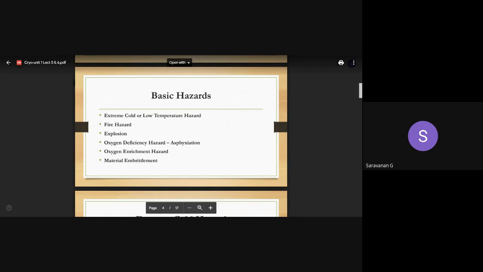These are all the various hazards and safety aspects of cryogenic fluid storing, transportation, and handling, and how to protect against them, the safety measures.